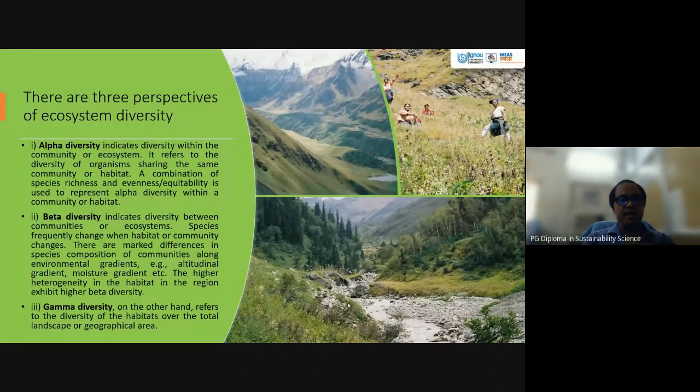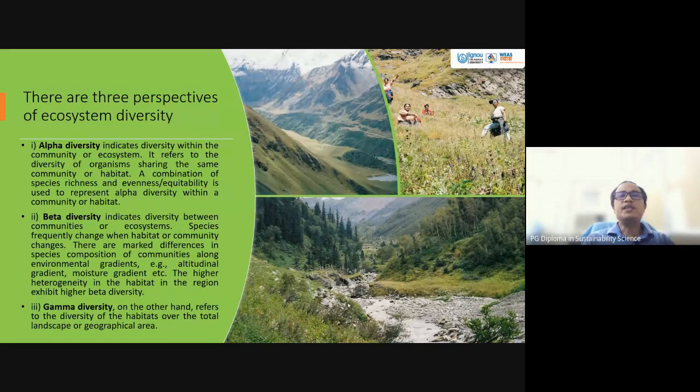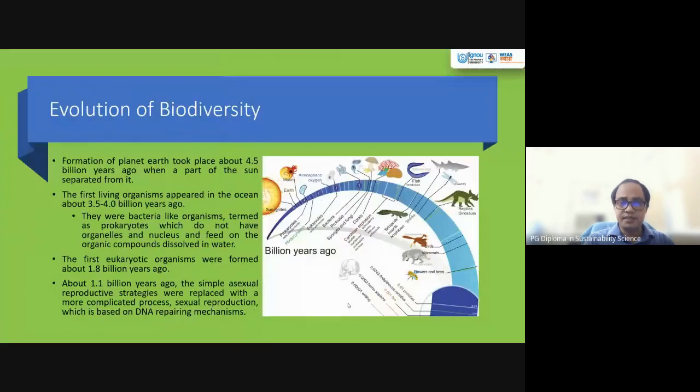right? Then gamma diversity, on the other hand, refers to the diversity of habitats over the total landscape or geographical area, right? If you look at a landscape with agricultural land, then foothill, then aquatic areas, that diversity is called gamma diversity, the diversity of living organisms in that landscape, right? From these three photos, you will be able to conceptualize the meaning of alpha diversity, beta diversity, and gamma diversity, right?